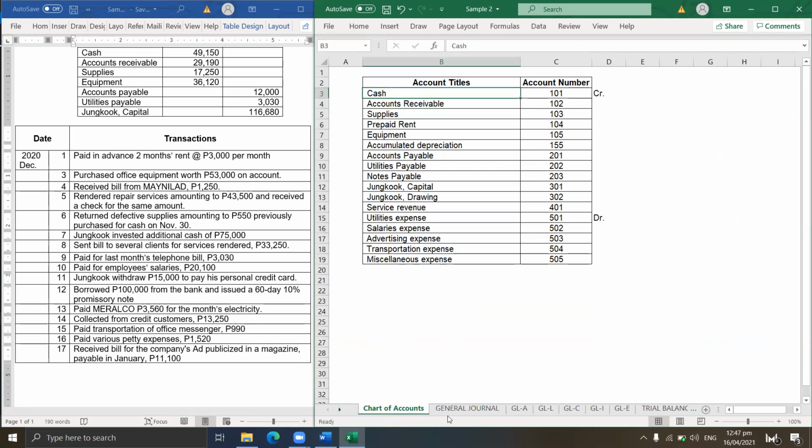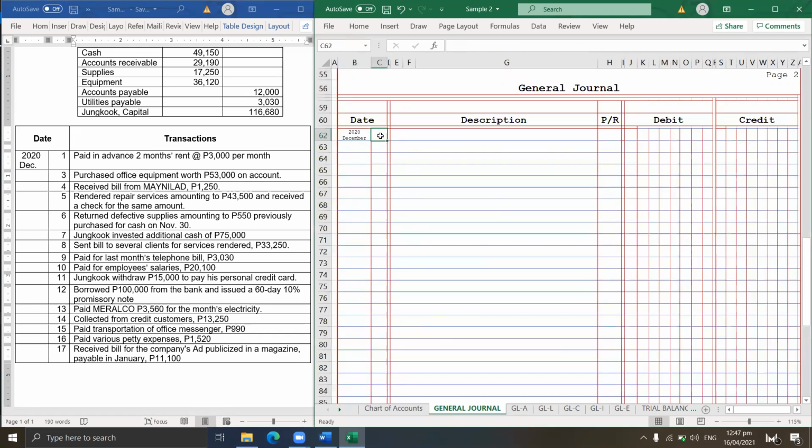Okay, so journalize na po natin. Okay, so December 13. So debit utilities expense. Okay, so magkano? Amounting to 3,560.